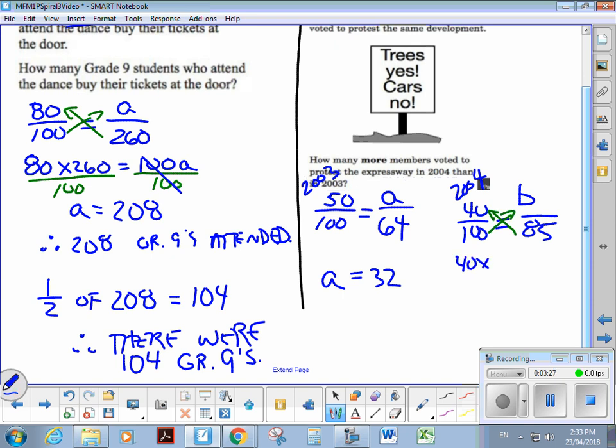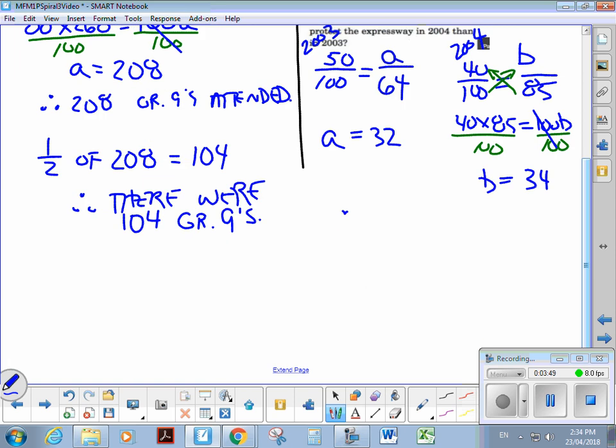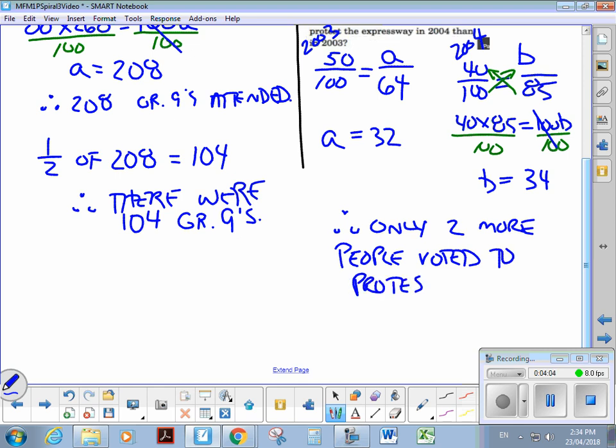So we have 40 times 85 equals 100B. We divide that by 100. And that will give us a B value of 40 times 85 divided by 100, 34. So, therefore, only two more members voted. Two more, I guess, people voted to protest. All right? So a little bit deceiving.